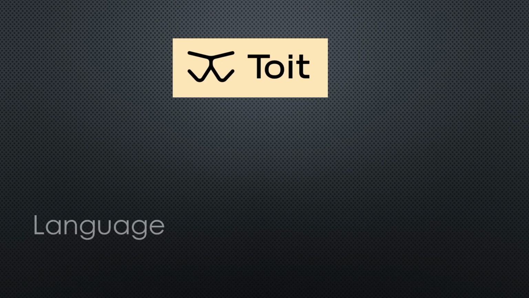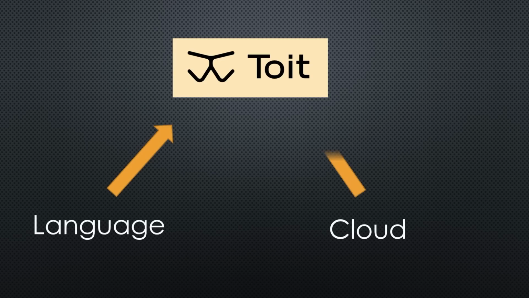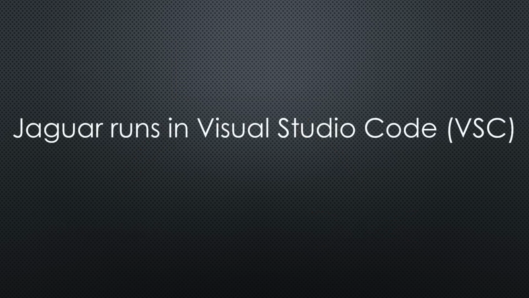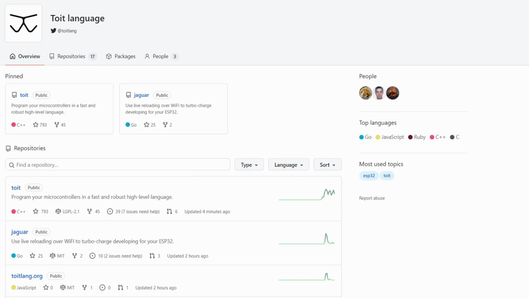Toit is the name of a new language and a cloud service to manage connected ESP32s. Because the cloud is not everybody's darling, I will focus on a subset called Jaguar. It works like PlatformIO, standalone inside Visual Studio Code. The Toit language, by the way, is open source.